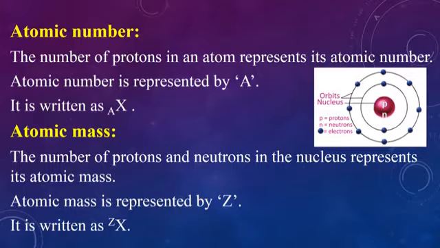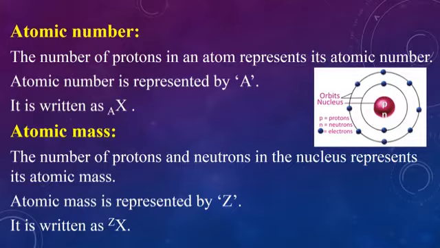And what is the atomic mass? The number of protons and neutrons in the nucleus represents its atomic mass. Students, differentiate between atomic number and atomic mass. Atomic number is the number of protons in the nucleus, while atomic mass is the total number of protons and neutrons in the nucleus. So atomic mass is the sum of protons and neutrons. It is represented by capital Z, and it is written as X, with Z in the upper index.